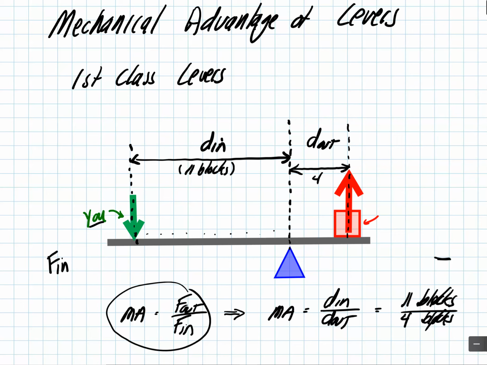Whatever the units were, if I'd done inches over inches, centimeters over centimeters. So what's 11 divided by 4? That's 2.25. So that is the mechanical advantage for a first class lever. Find the fulcrum. Find where you put the input force. Find where the output force comes out. That's going to be the load, whatever you're lifting or moving. And then measure the distance from the fulcrum to each of those points. D in is fulcrum to input force. D out is fulcrum to where the load is.